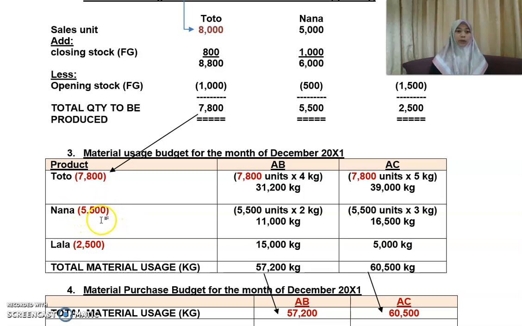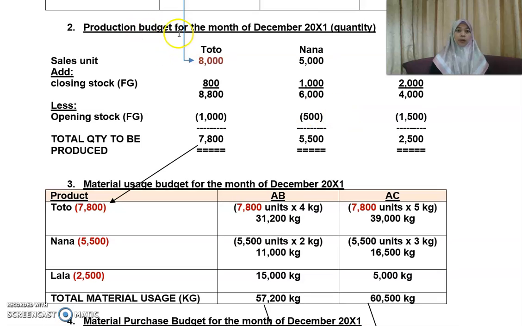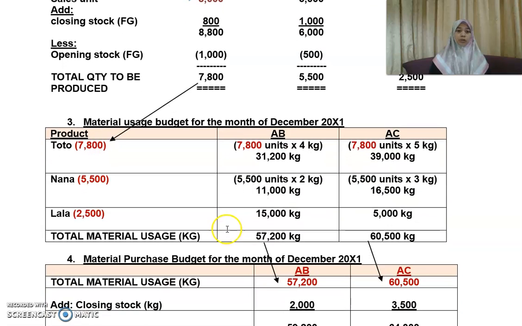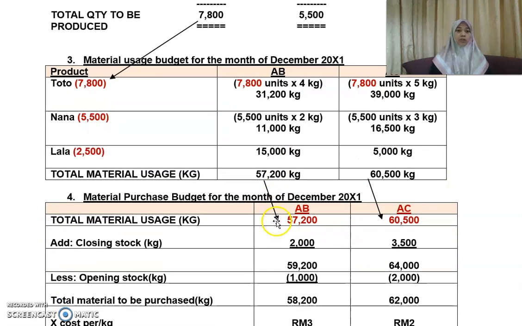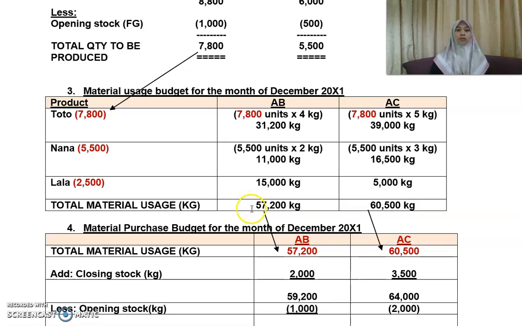Nana just now, you require 5,500. Where do you get this 5,500? From your production budget. So Nana, you require 5,500. And to produce 1 unit of Nana, you require 2 kg of AB and 3 kg of AC. So you complete this. So you will get the total material usage, or the total material that you require for AB is 57,200 kilograms. And for AC, you require 60,500 kilograms. So this is the total material usage.